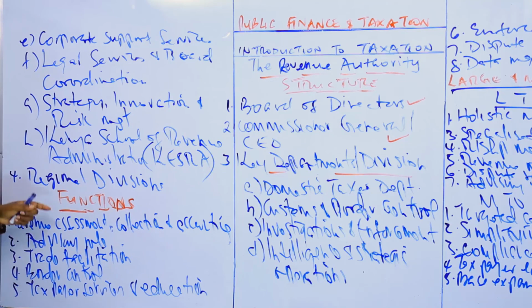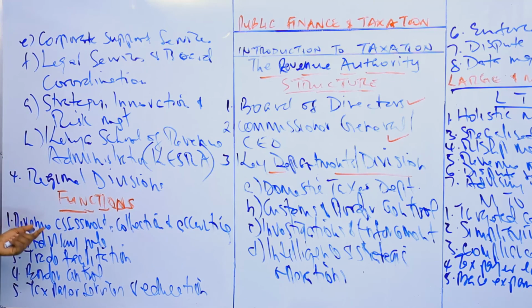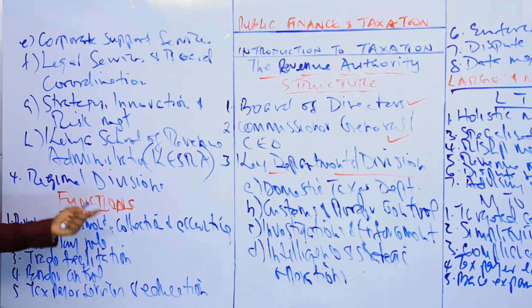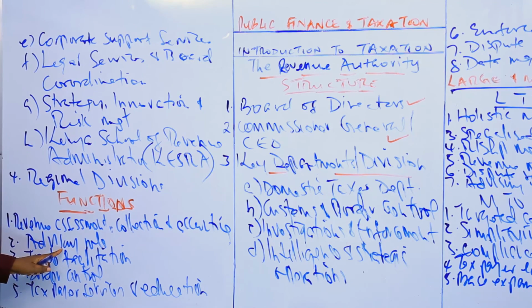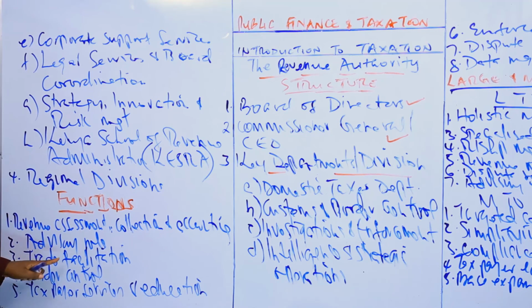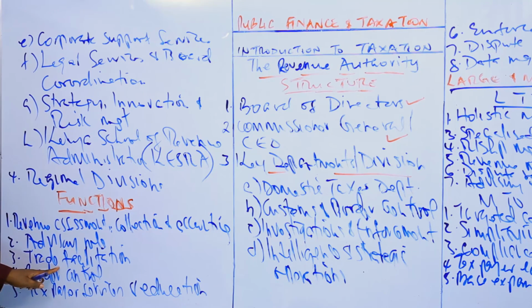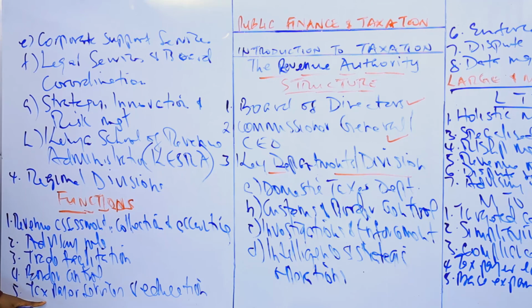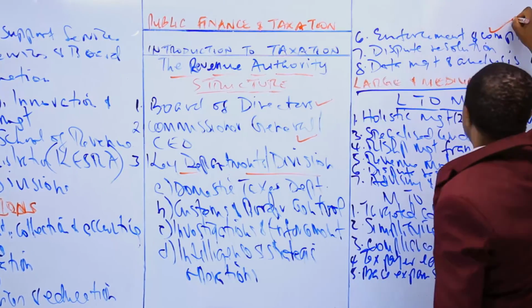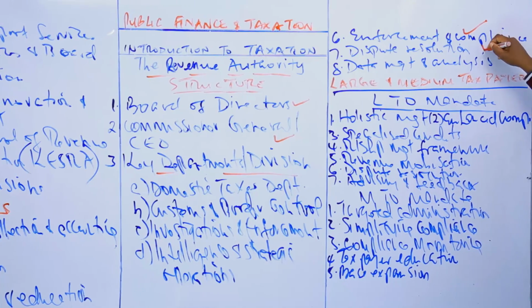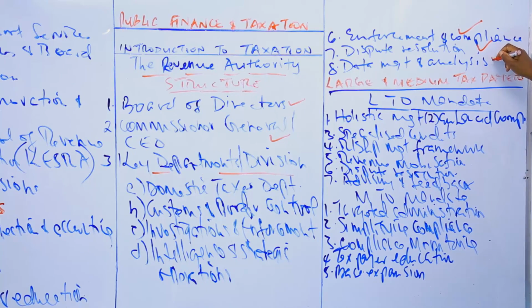Then we've also analyzed the functions of the Kenya Revenue Authority. One is revenue assessment, collection, and accounting. Number 2, the authority has an administrative role. Number 3, trade facilitation. Number 4, border control. Number 5, taxpayer services and education. Number 6, enforcement and compliance. Number 7, dispute resolution. 8, data management and analysis.